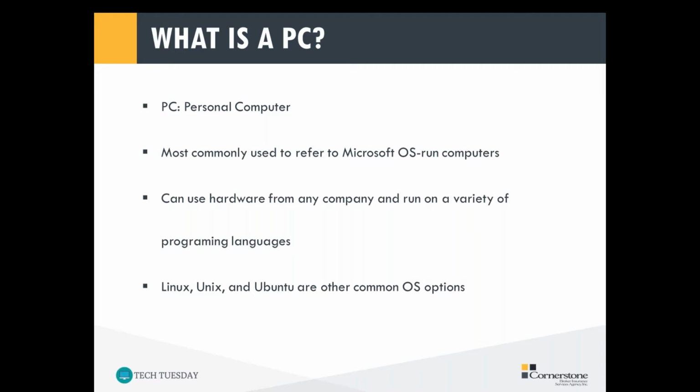Even a Mac really is considered a PC, technically speaking, because it's just a bunch of hardware that's strung together with an operating system run on it. But normally when people refer to PC, they refer to Microsoft OS run computers. It can use hardware from any company and run a variety of different programming languages or operating systems, however. Some other operating systems that are considered common, although really not that common, are Linux, Unix, and Ubuntu.